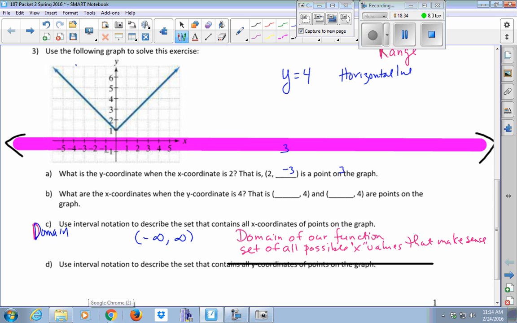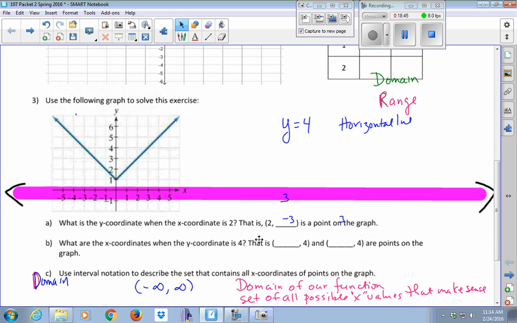And now range. So range says, use interval notation to describe the set that contains all y coordinates. So let's look at our graph here. Well, y coordinates, that would be any point along here. And if I kind of came over here, I'd be coming right over in this direction to my y axis. All right. So where do my y values begin? What's my smallest y value here?